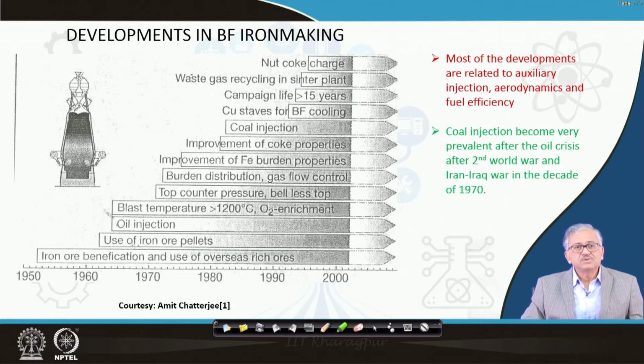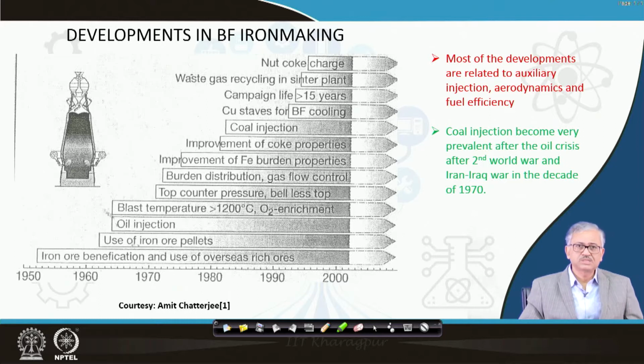Now, you can see some developments in the blast furnace iron making. Then there is the iron ore beneficiation. In previous days, what was first done is basically iron ore beneficiation, and use of overseas rich iron ore. Those were the things, because the blast furnace, as I say, is very sensitive to the raw material, and the raw material quality has to be good.